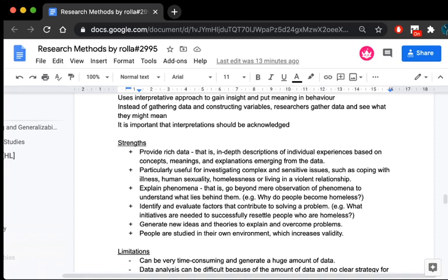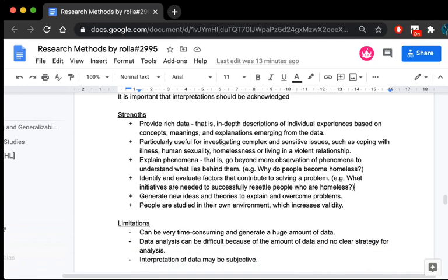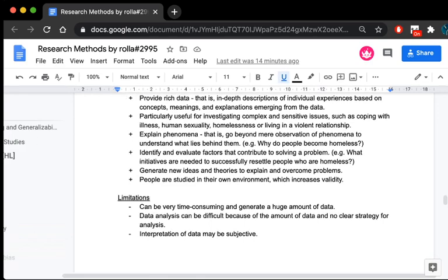Basically, you identify and evaluate the factors behind the issue. And getting into depth in these kinds of things can generate new ideas and theories to explain and overcome the problems, because sometimes you can get unexpected outcomes from getting in depth. And people are also usually studied in their own environment, which also increases validity.